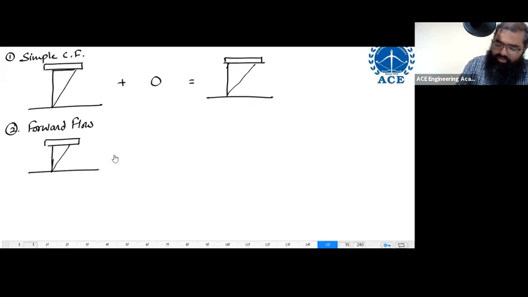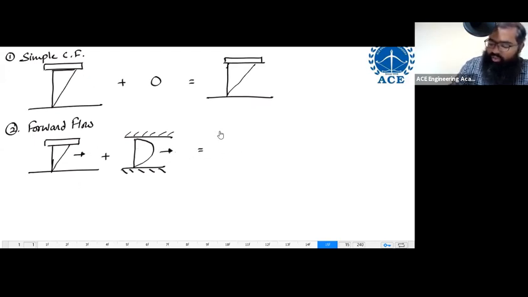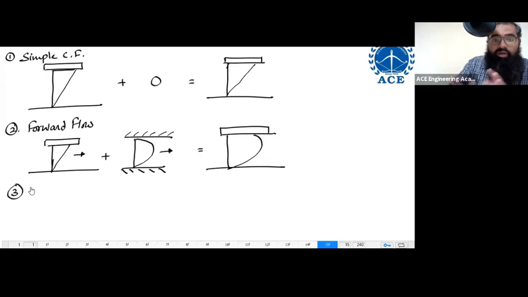Simple Couette flow plus laminar flow in the same direction. You see, this flow is also in the same direction, this flow is also in the same direction. You are now supposed to get forward flow. I hope you are able to conclude what is going to happen in the next case.